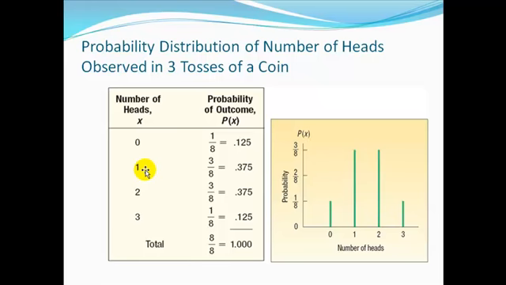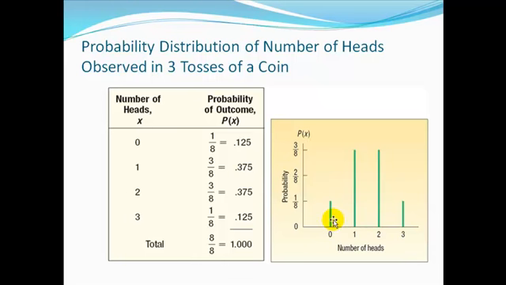For the number of heads, 1 head face up, the probability of it is 3 over 8, because for the 8 possible results, there are 3 cases with 3 tosses of a coin and 1 head face up. So we calculate the probability of all of these, and get the result, shown in this graph. So this graph is a probability distribution.